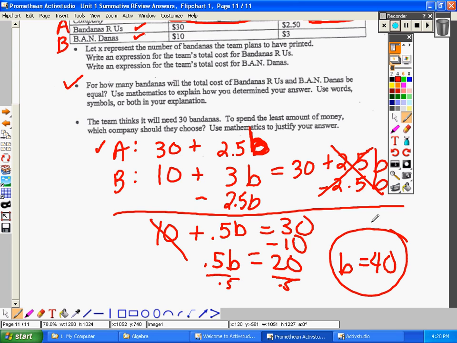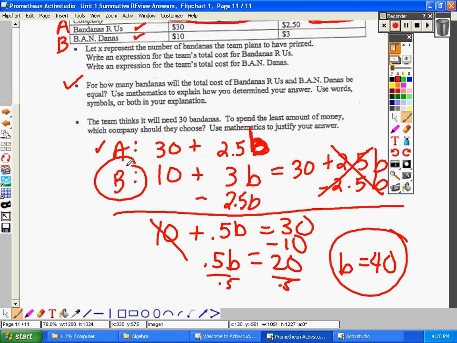It doesn't matter which company you choose. Now, the team thinks it will need 30 bandanas. To spend the least amount of money, which company should they choose? Well, you can do this one of 2 ways. You already know at 40 they're going to be equal. So at 30, B will still be cheaper.